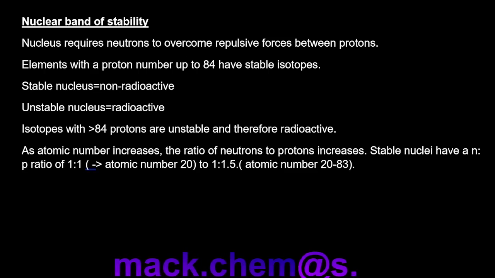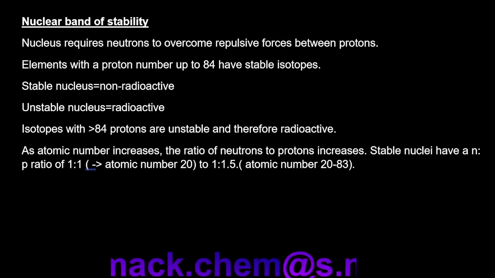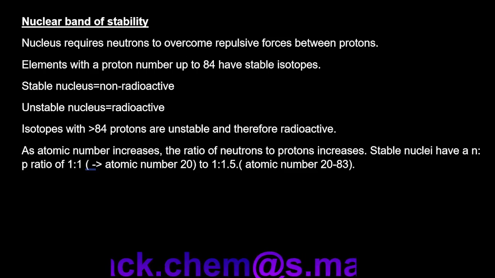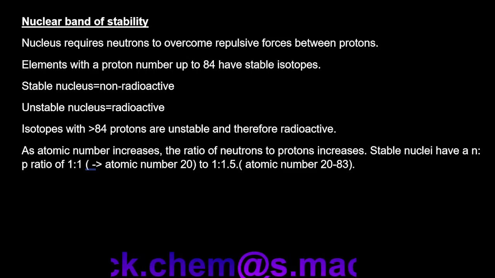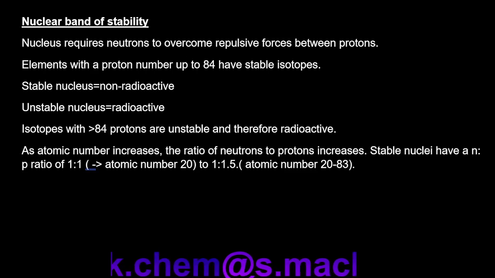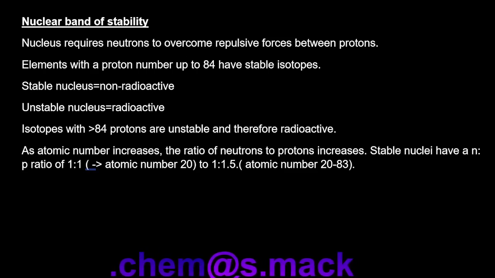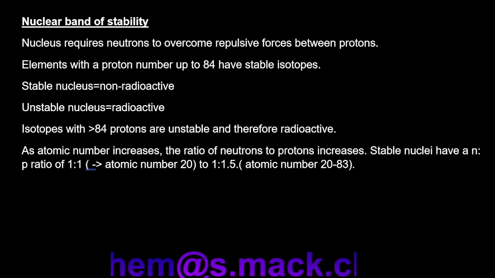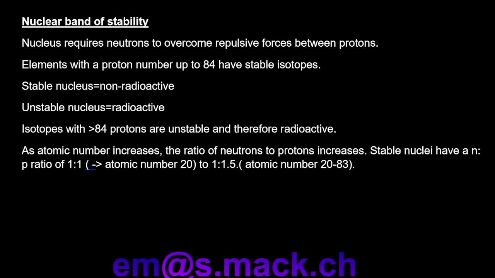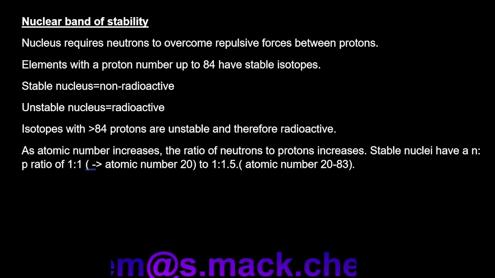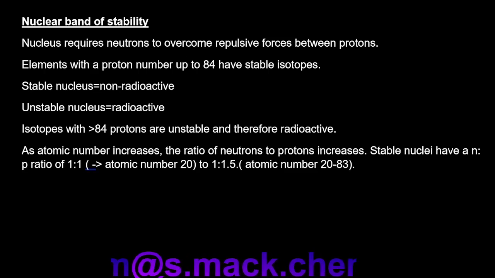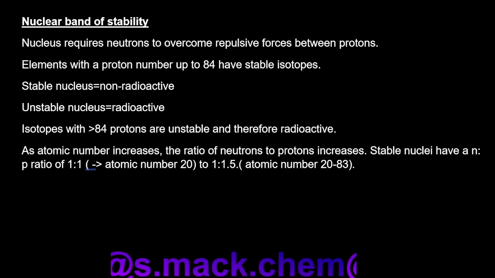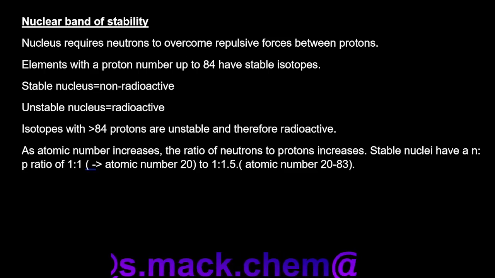I've given some atomic numbers in the note. You can pay attention to them as it pertains to the graph, but you're to keep in mind that for isotopes with a proton number of up to 84, the ratio of the neutrons to protons must be 1-to-1 to 1-to-1.5.